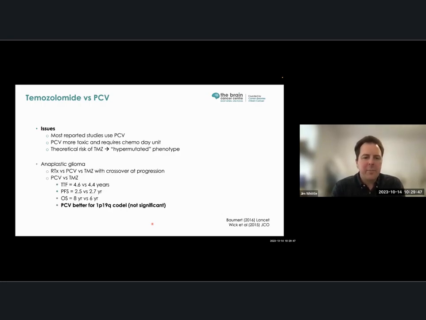And so I take some solace in this trial, which is probably the only one that has really compared PCV versus temozolomide in any sense in patients with anaplastic gliomas. Basically, the summary is that PCV was a little bit better for the 1p19q co-deleted tumours, but this was not statistically significant. So I think most of the purists out there might still use PCV. I think they're probably 10% of the community, but in our practice, we would use temozolomide because of convenience and better tolerance.